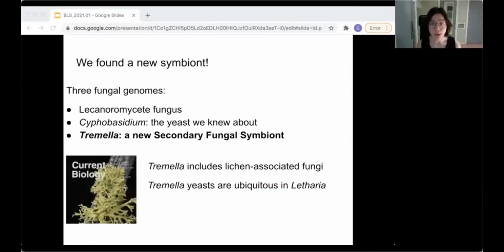In total, we extracted 3 fungal genomes from the cortex slurry metagenome, the Lecanoromycete fungus and Cyphobasidium, and this is what we expected when we started the study, but then there was another genome that we expected less, and it was from Tremella. Tremella as a group includes many lichen-associated fungi, and until recently, all of them were thought to be parasites. From a recent paper, we know that Tremella is consistently present in Letharia lichens in the yeast form. And now we also found it in Alectoria.